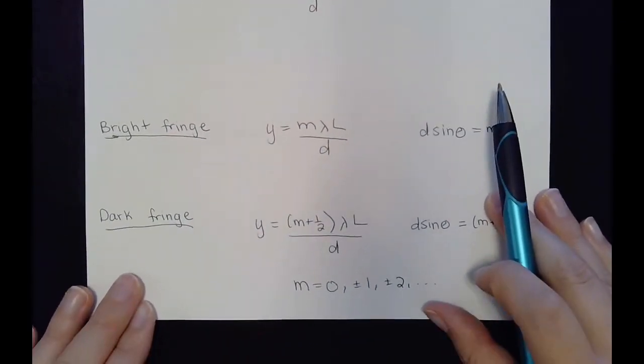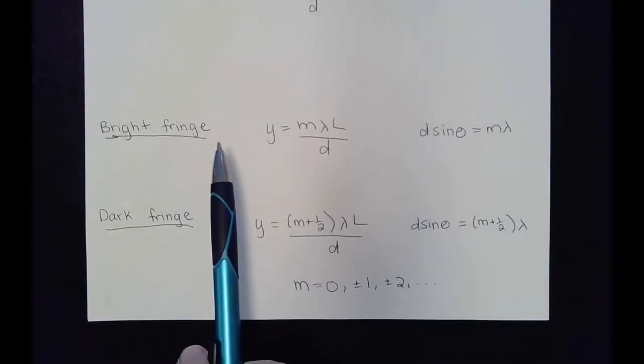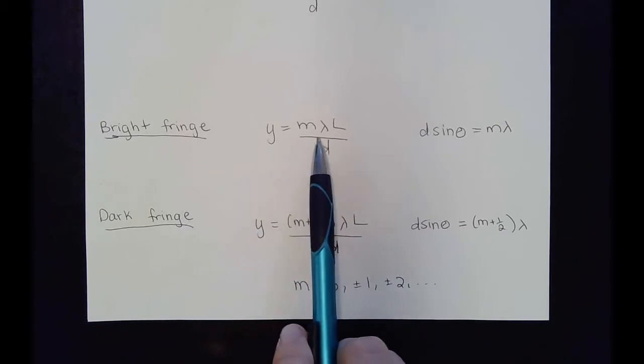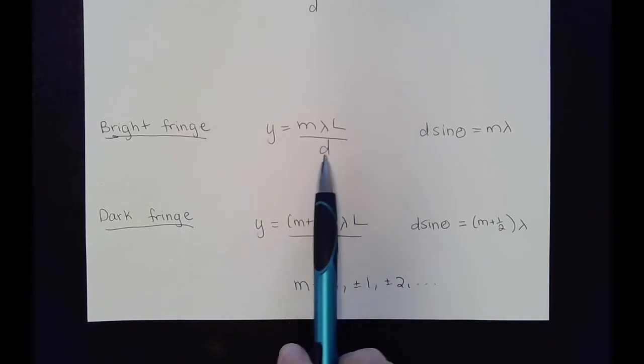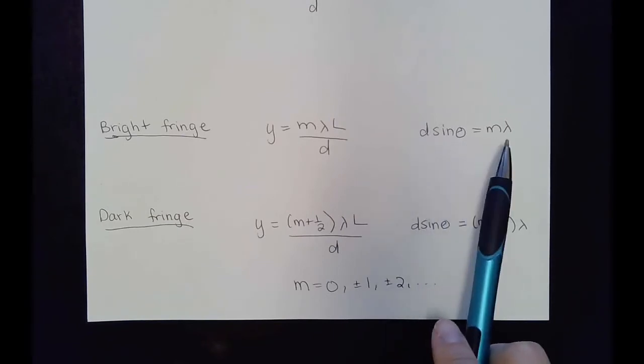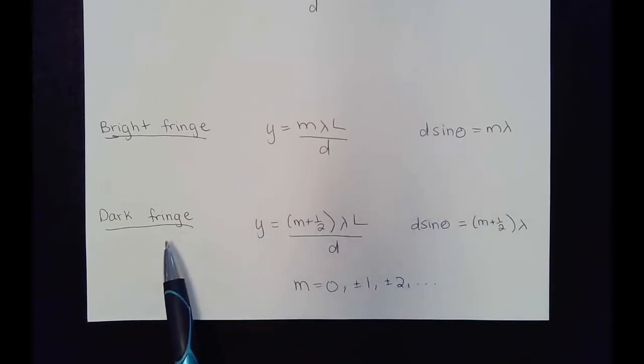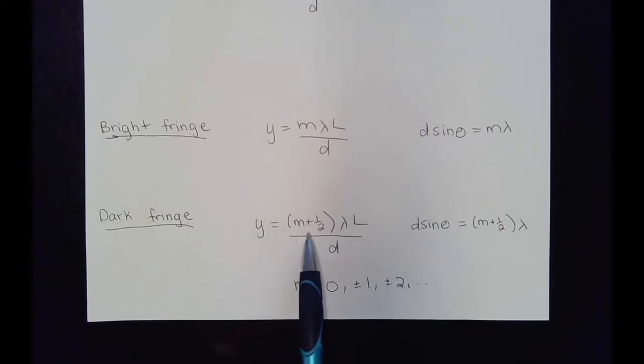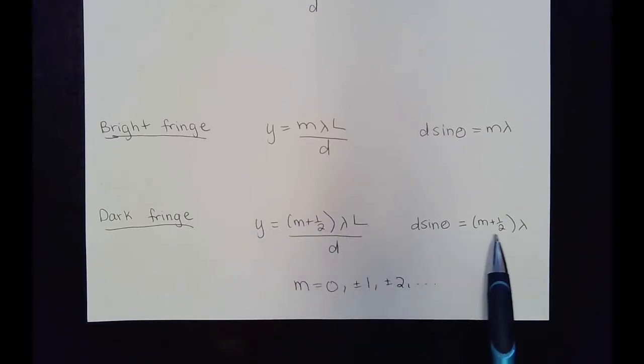So to summarize, for the bright fringes, the position is y equals m lambda L over d, or we could find the angles using d sine theta equals m lambda. And the dark fringes are at y equals (m plus a half) lambda L over d, and d sine theta is (m plus a half) lambda. And m in both of these cases is 0, plus or minus 1, plus or minus 2, and so on.